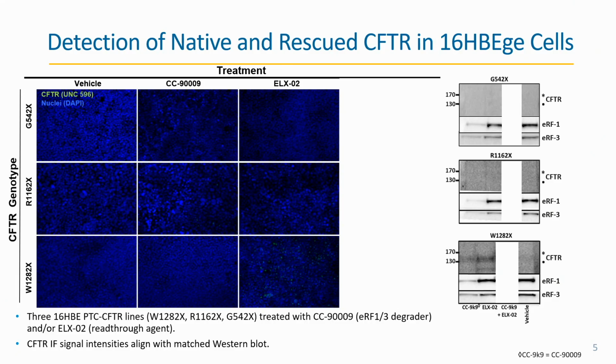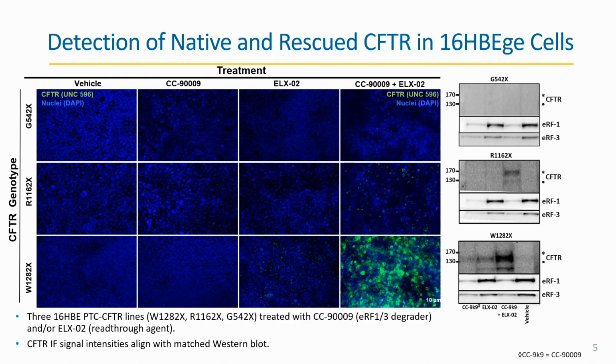poster 300. But there is faint IF staining in the W1282X ELOC02 treatment, which is another read-through agent. And similarly, you can see faint band B and band C for that condition. And finally, when we combine the 2 treatments, you can see very clear CFTR staining in the W1282X, very strong banding pattern for that same condition in the Western blot, as well as, again, faint CFTR signal in the R1162X dual treated, with faint banding in the Western blot.